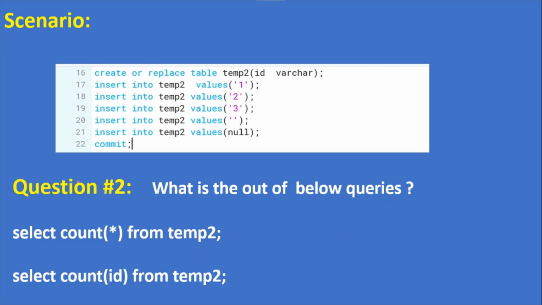And scenario 2. Here we create a table temp2 with id of data type varchar, and insert five rows into temp2: values 1, 2, 3, then a single quote without any space as the fourth record, and the fifth record would be null. Then what is the output of the below queries based on the above rows in the temp2 table? Select count(*) from temp2 and select count(id) from temp2. We will see what the output is.